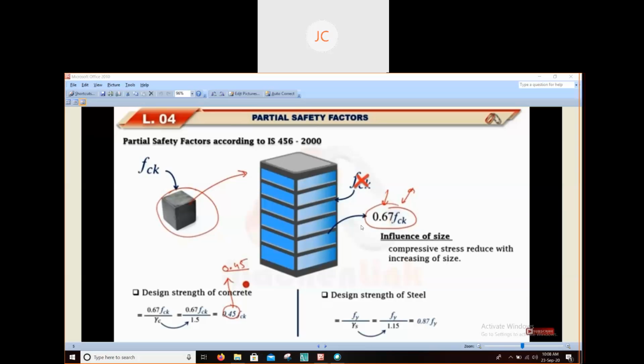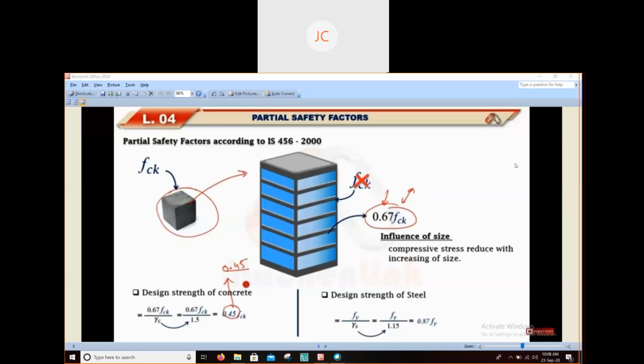And how much does it reduce? 1/3. That means 33% has been reduced. You can see here 0.67 FCK. That means when the size of the building increases, your compressive strength reduces slightly, by about 1/3, so the strength remains 0.67 FCK. Okay, so after that, this is not our design compressive strength. So to get the design constant, I didn't understand.